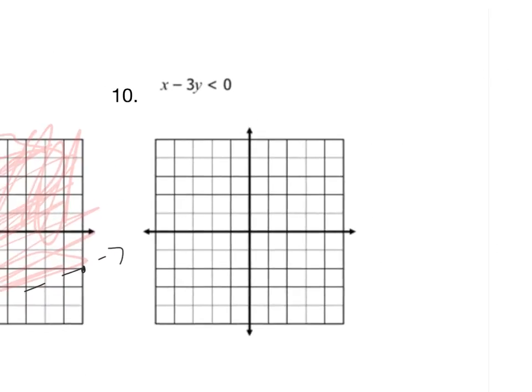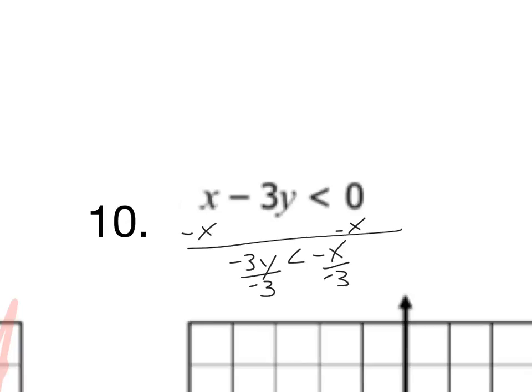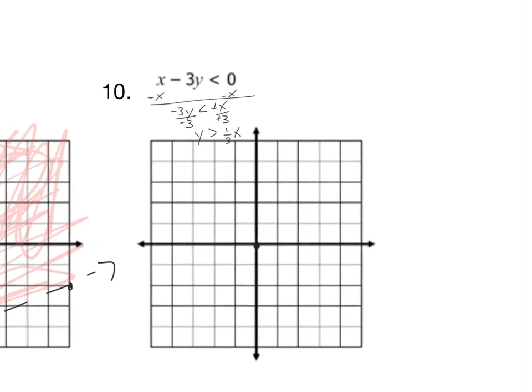And last but not least, number 10. Again, we'll have to change number 10 to slope-intercept form first. So we'd subtract x from both sides. We do that, we get -3y is less than -x. Then we divide both sides by -3. Because we divided both sides by -3, we have to flip the inequality symbol. These two negatives will turn into a positive, and that will turn into 1/3 x. So it looks like our y-intercept is going to be at exactly 0, and we're going to go up 1 to the right 3. Or we could go down 1 to the left 3 as well.